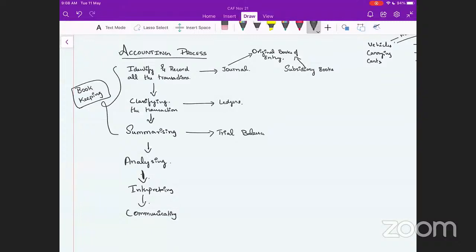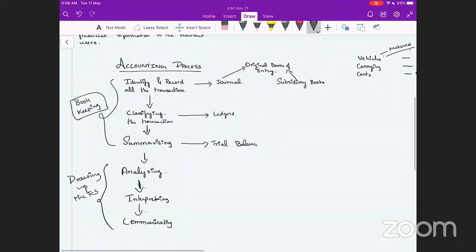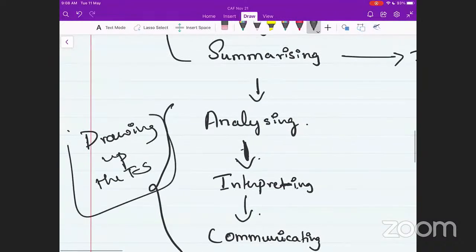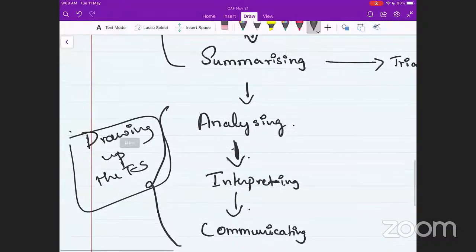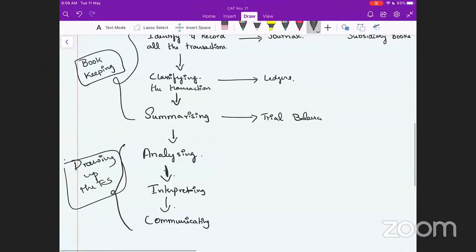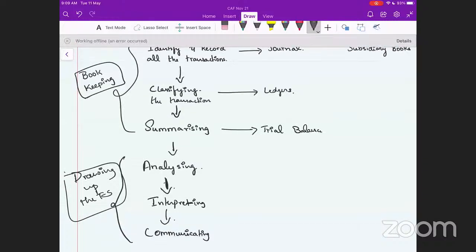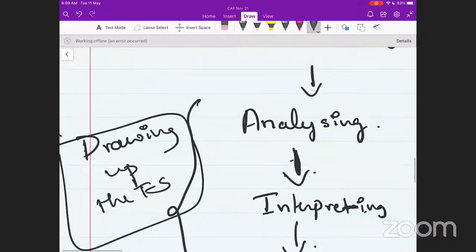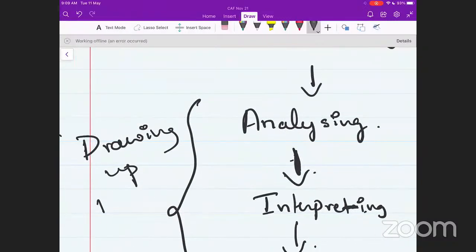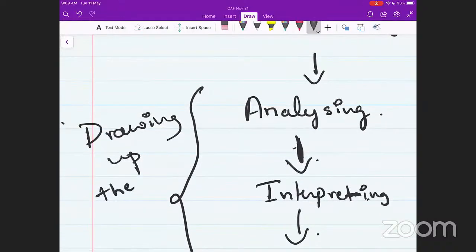Okay, so these 3 steps are with drawing up the financial statements. I'm giving you very practical terminologies and practical understanding of how this works. Interpreting is basically interpreting the financial performance and the position of the business, and communicating is basically saying it, communicating to the users of the financial information. We will discuss who the users are next.